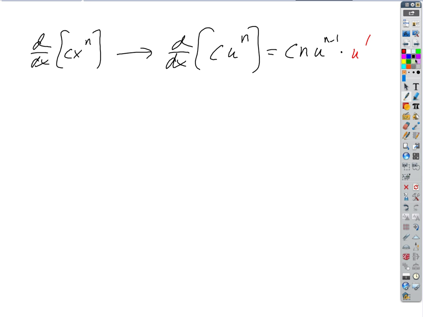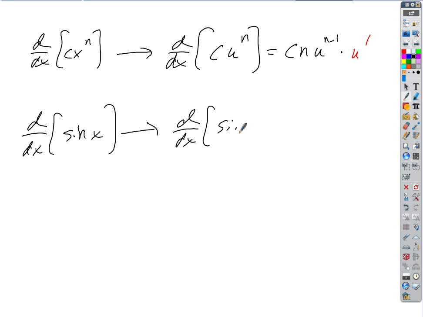What would, for example, the derivative with respect to x of sine x become, if we chain rulify it? Derivative of sine u, where u is just some function of x, is what? Cosine u times u prime. We could write it as u prime, or we could write it as du dx, same thing. Different books will write it different ways. I prefer to just write u prime, it's a lot easier.